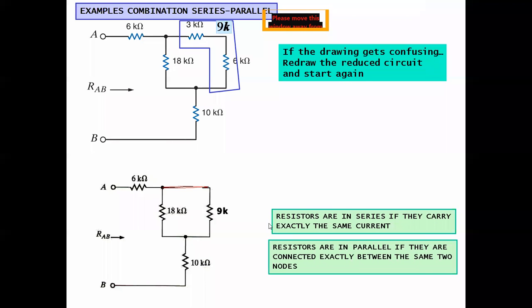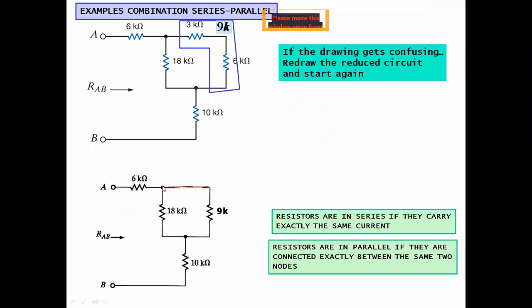So for simplicity, I have written here that resistors are in series if they carry exactly the same current. This is a very important statement. You have to always remember this. Resistors are in series if they carry exactly the same current. Again, resistors are in parallel if they are connected exactly between the same two common nodes.